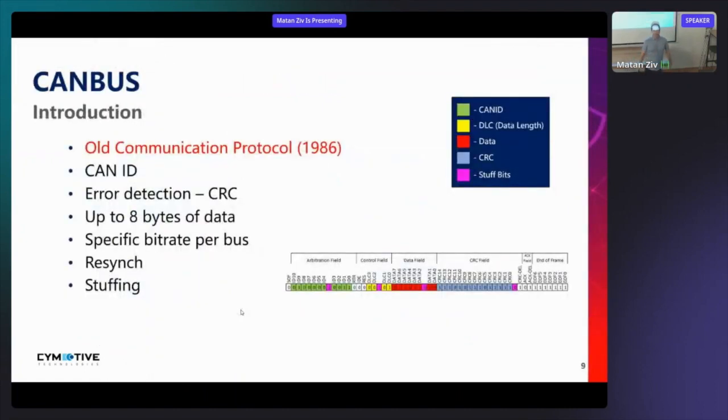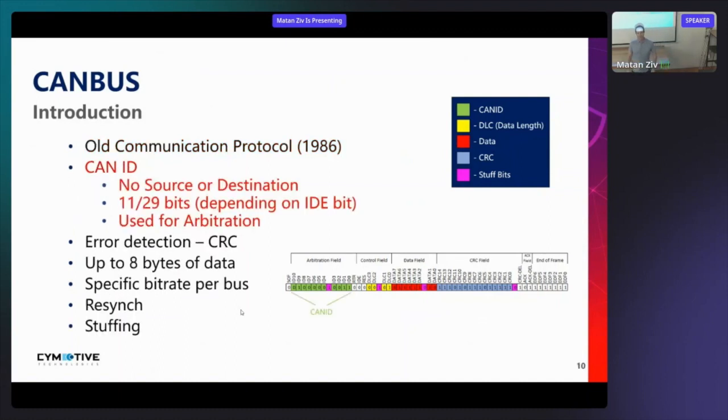So let's start talking about the CAN bus. CAN bus is a pretty old protocol used from 1986. This protocol, as I said before, contains a CAN ID. This ID replaces the entire concept of a source or a destination. Usually, in most cases, a specific ID will be sent by one specific source to one specific destination. This ID can be either 11 or 29 bits, depending on a specific other bit inside the sent message.